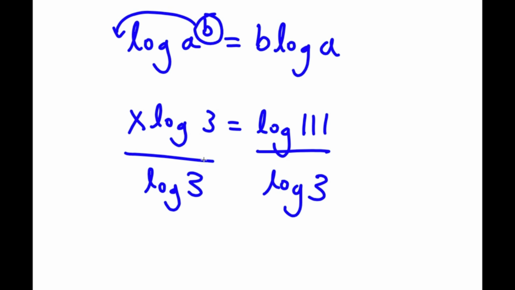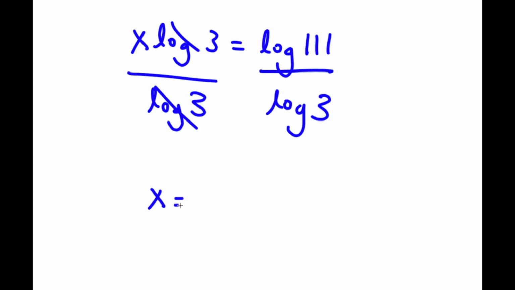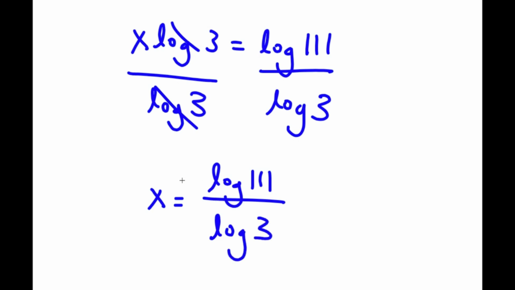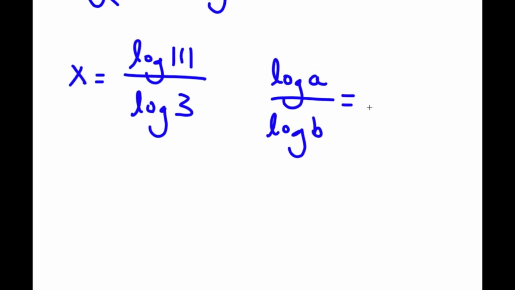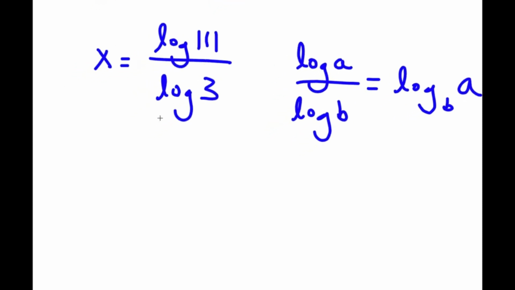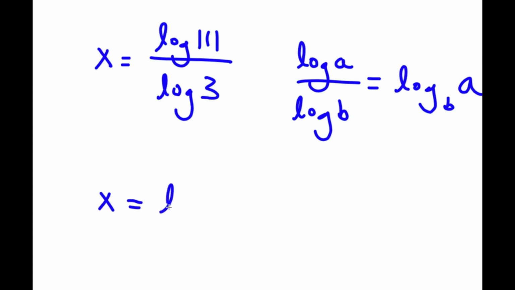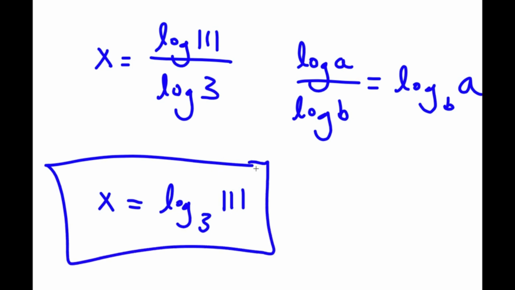So then for my left-hand side, these two log 3's simply cancel out, and I'll be left with x is equal to log 111 over log 3. So now, if I have something in the form log a over log b, this is simply equal to log base b of a. So in this case, I have log 111 over log 3, and I can write this as log base 3 of 111. So this is my answer.